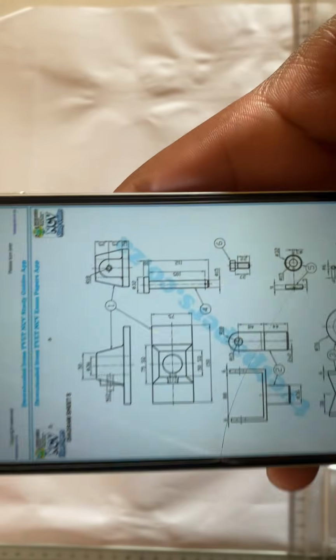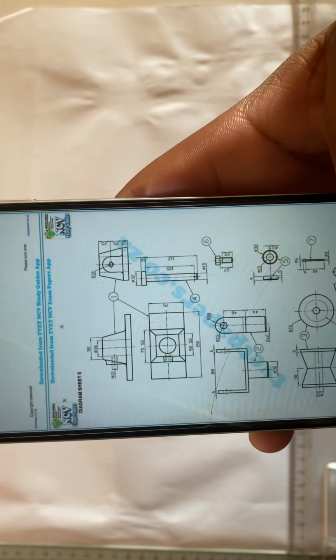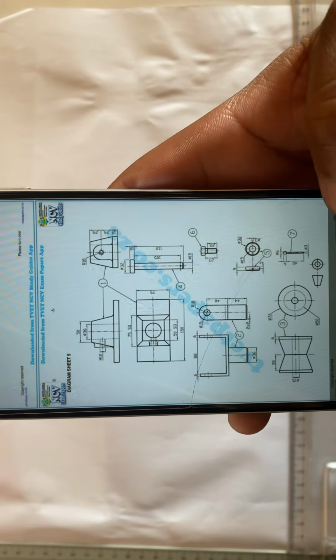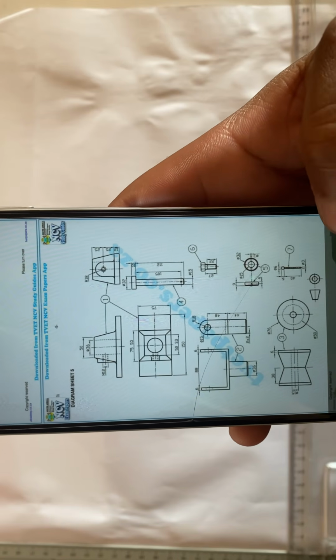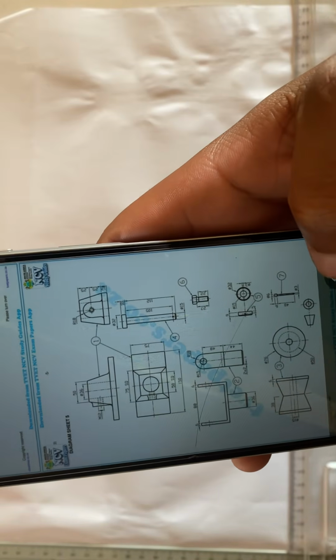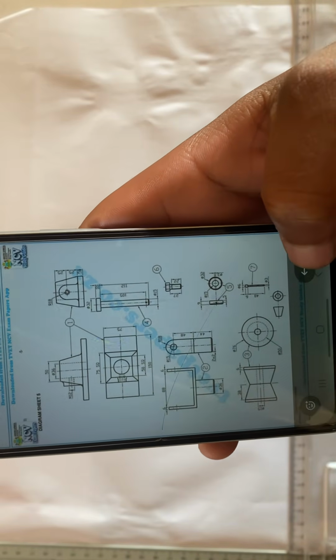Good morning, everyone. Today we're going to be doing assembly drawing for Engineering Graphics and Design, NCV.